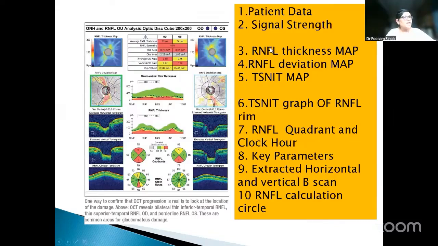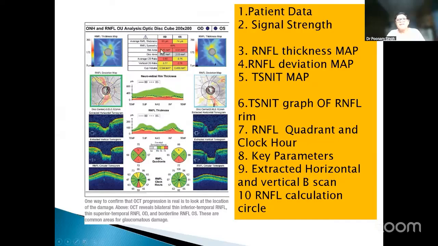Then we come to the RNFL thickness map, as I have already discussed in the previous slide. This is the thickness map where yellow and red are normal and green is thin. This is the deviation map, which compares these data with the normative patients, and the red is the area where, when we compare with the normal population, thinning is present. So these will be shown in the deviation map. The TSNIT map we have already discussed in the previous slides, and the quadrant and clock hour maps we have already discussed previously. So these are the maps which will tell us the areas where thinning is present.